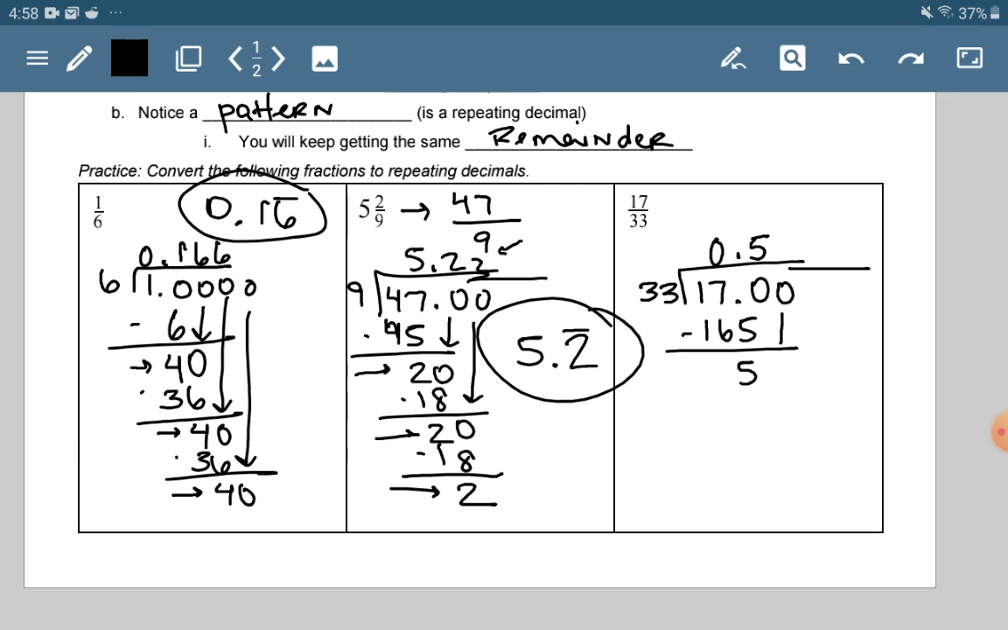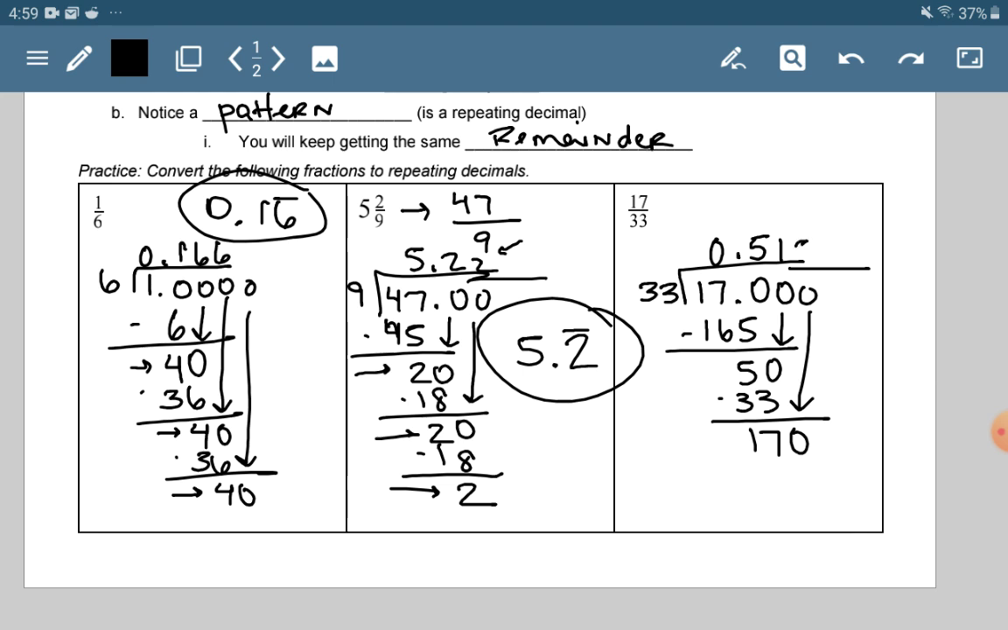I'm not done yet, so I have to add a 0 and bring it down. 33 can go into 50 only 1 time. 33 times 1 is 33. When I subtract, I get 17 left over. Bring down a 0 so I can keep going. There hasn't been a pattern established yet. 33 can go into 170. I did do this already, which makes my math easier.